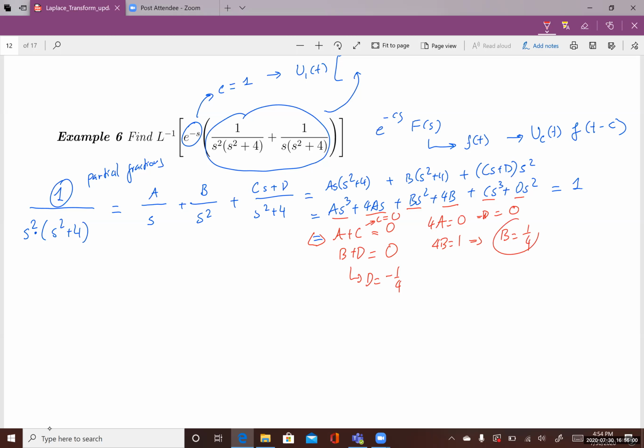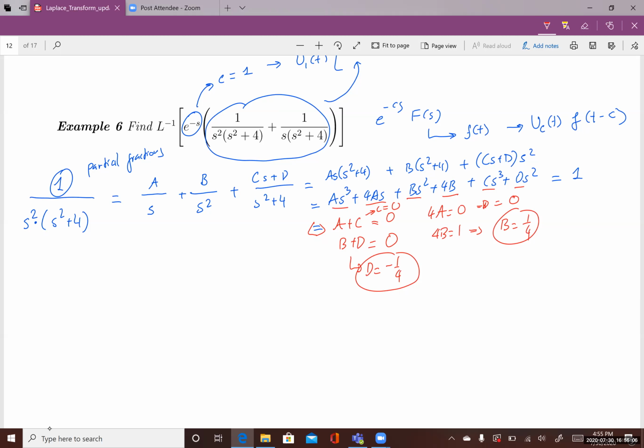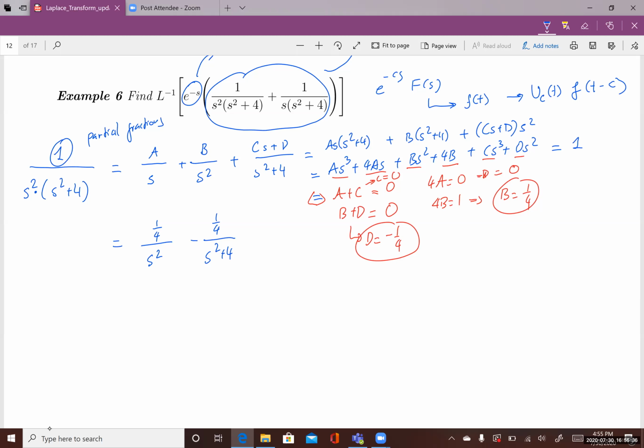Okay, so we have b and d as the only non-zero terms, so we can rewrite this in terms of: a is gone, b times 1/4 over s squared, d, c is gone, so plus negative, because it's negative 1 over 4 s squared plus 4, right? And your goal is you need to find the inverse Laplace transform of this.